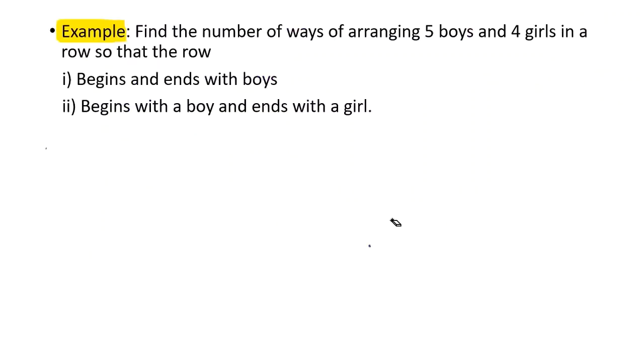Okay. Now let us look into this next problem. In how many ways can we arrange 5 boys and 4 girls in a row? And there are 2 constraints here. The first constraint is the row should begin and end with a boy, and the next one is it should begin with a boy and end with a girl.